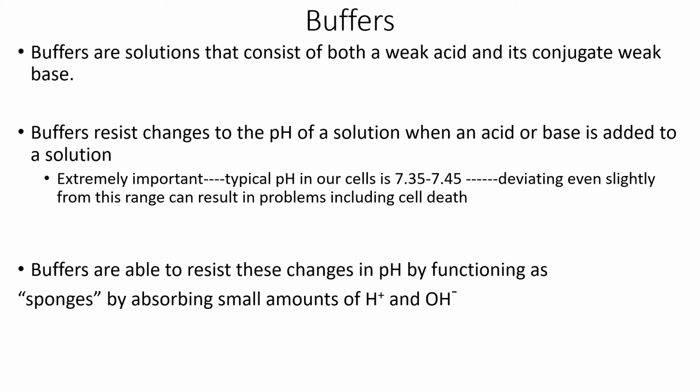So the next thing we want to do is talk a little bit about buffers, what they are, how they work, and why they are so important. Buffers are a solution that consists of both a weak acid and its conjugate weak base. You need both of them present to have a buffer. Just one is not a buffer. You need both the weak acid and the weak base present. It's also important that they are both weak. Strong acids and strong bases don't work as buffers. So you need a weak acid and its conjugate weak base in order to have a buffer. And that's what buffers are.